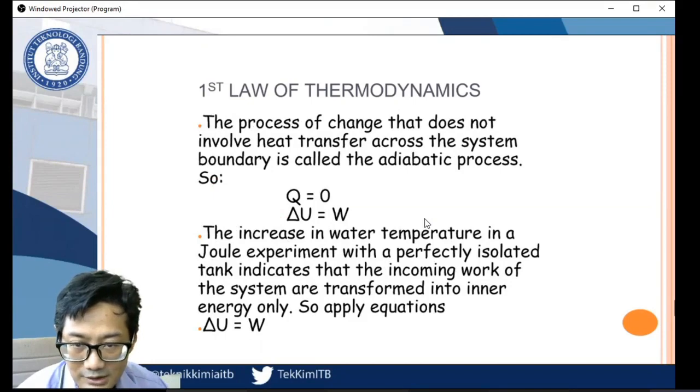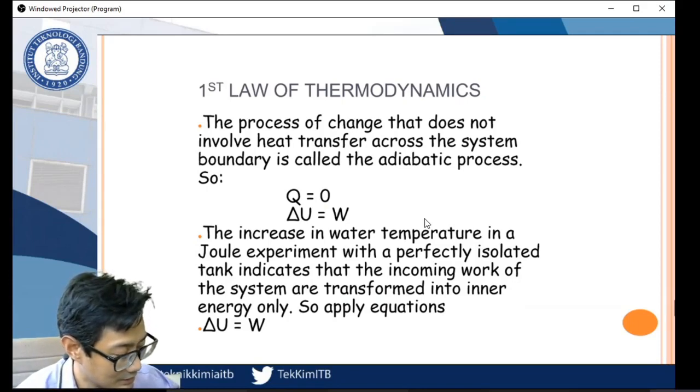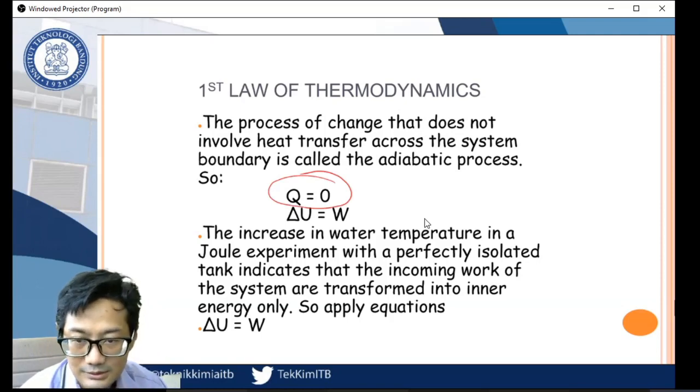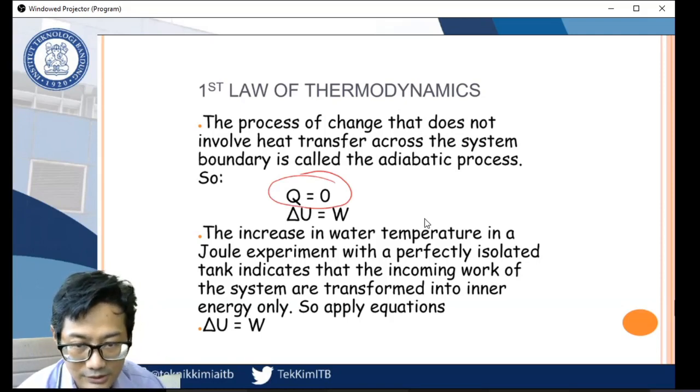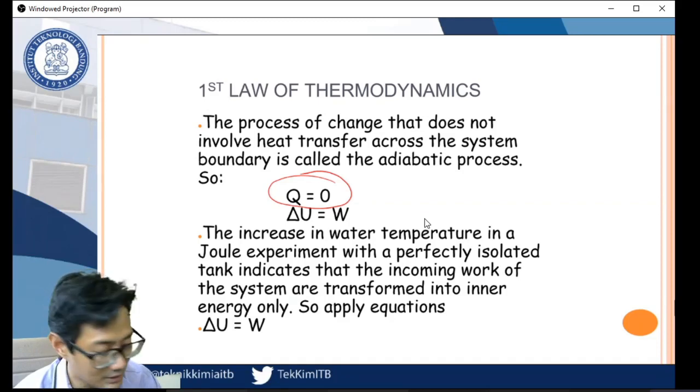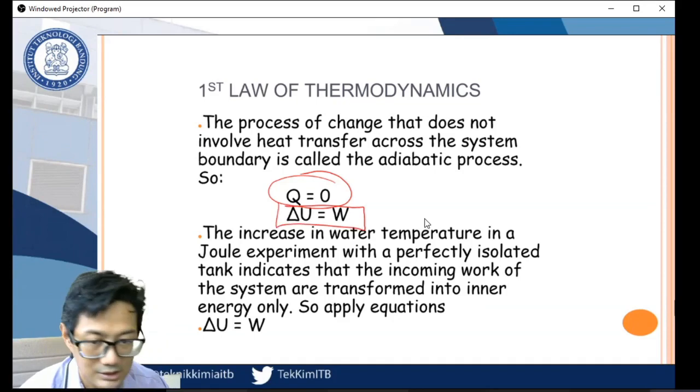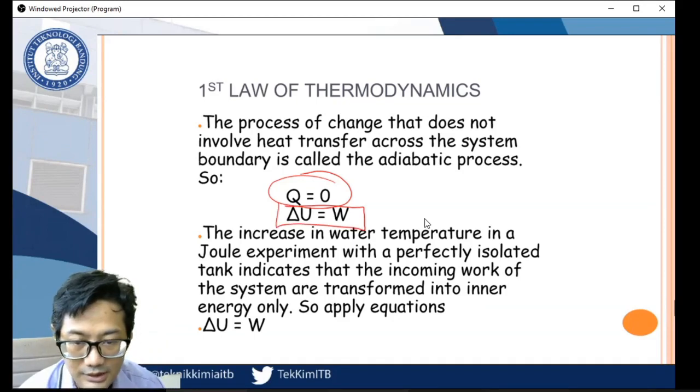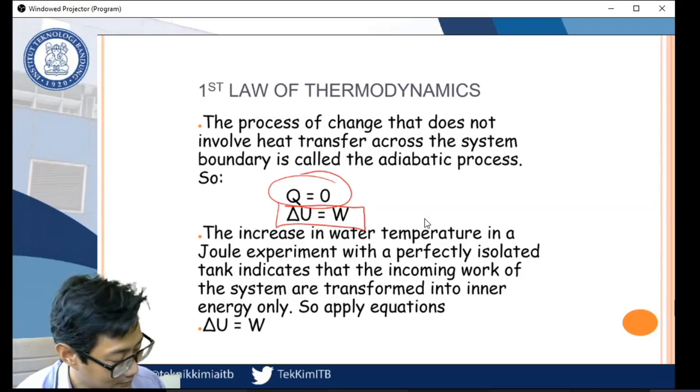Okay. Remember the first part when Joule put in thermal insulation. When thermal insulation occurs, it means there is no heat going into the system or released from the system. But Joule put in energy in terms of work using an impeller, and there is an increase in temperature. That's why we have this condition. Okay, as long as we can make a perfectly thermally insulated tank, this is okay.